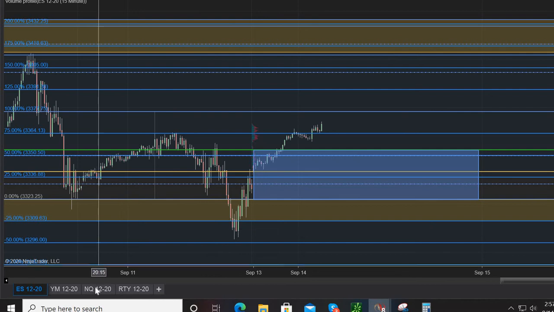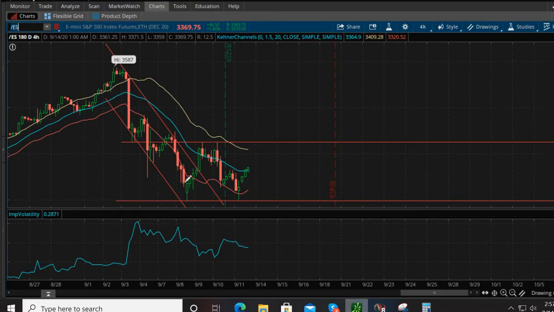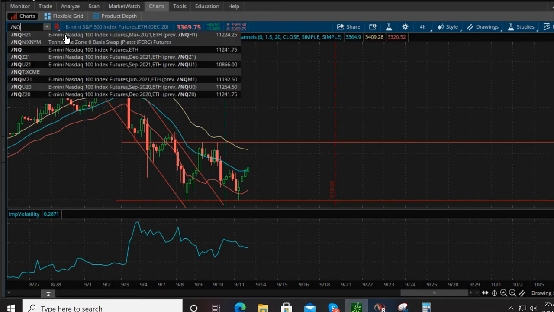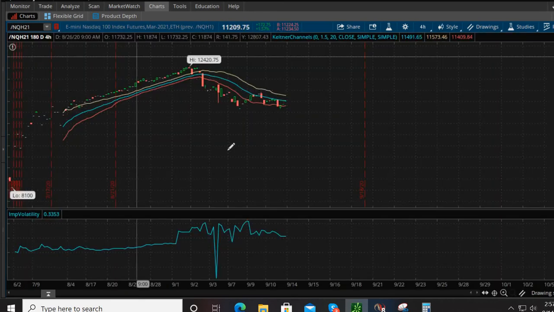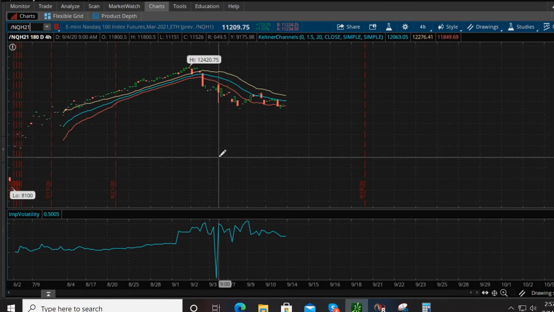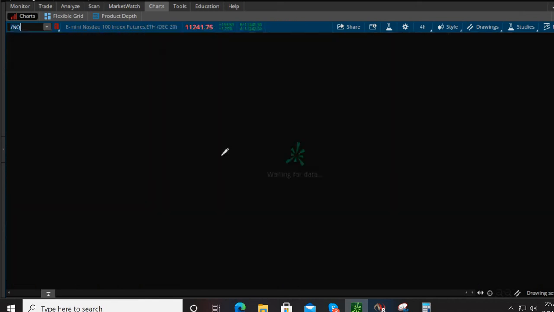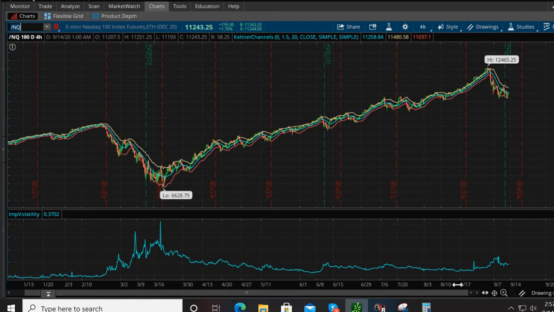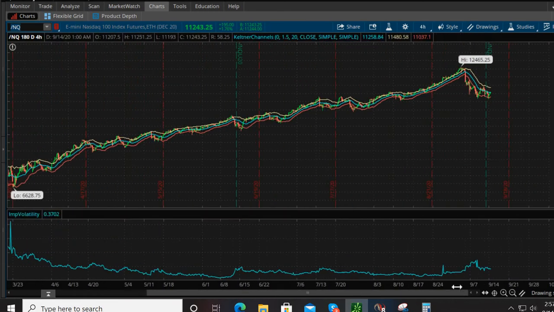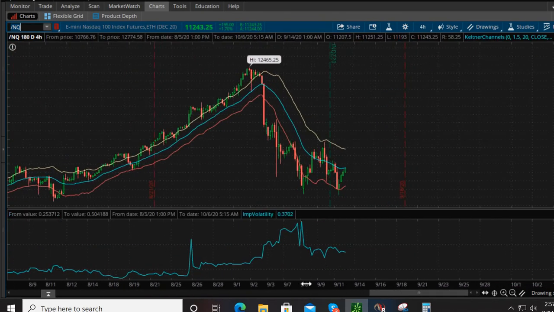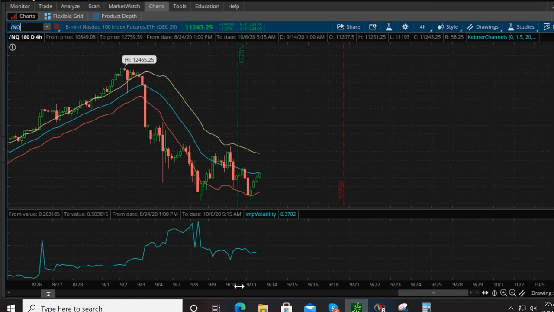Now let's go ahead and take a look at NQ. Let's take a look at the larger time frame on TOS. Sorry about that, guys. Okay, and we kind of had the same deal here on slash NQ.